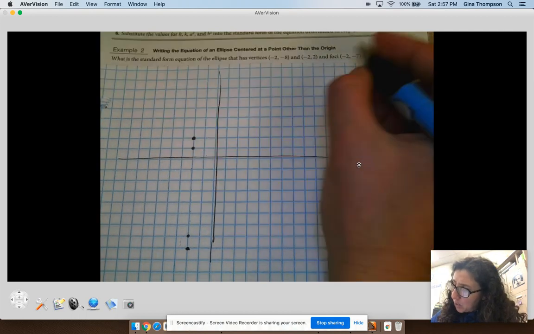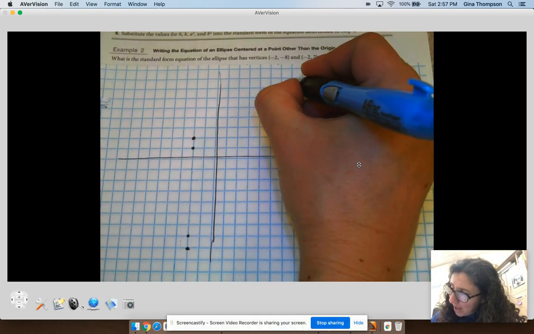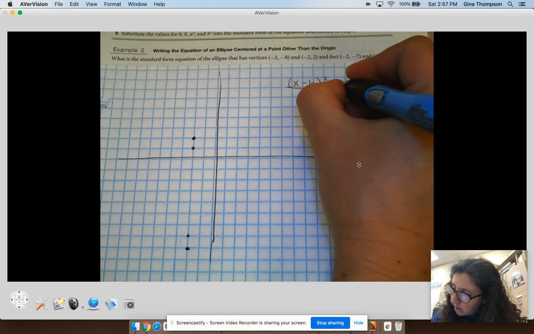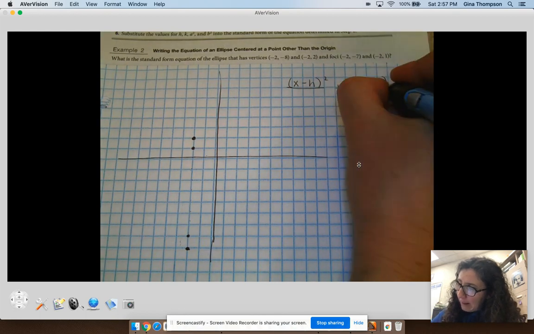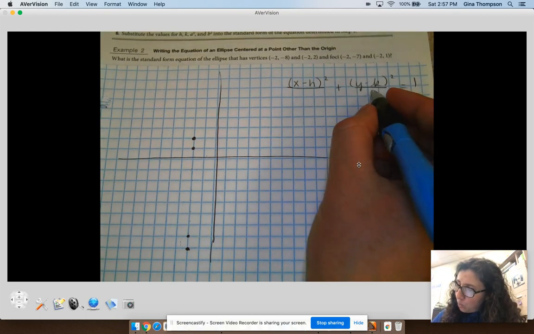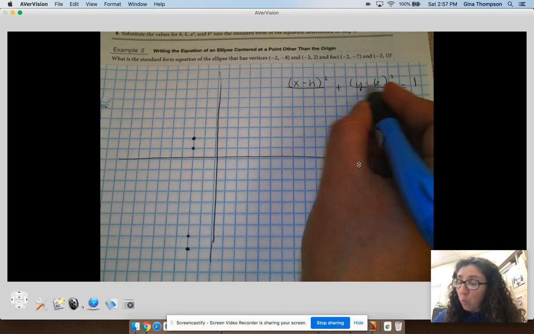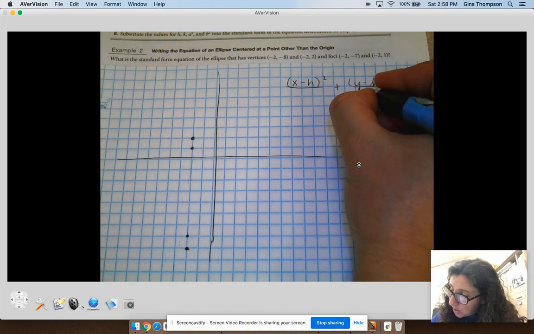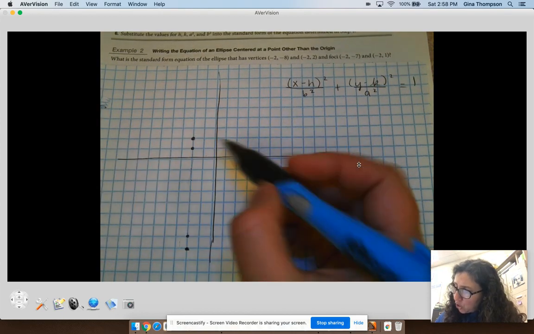So let's think about this. What's the form of our equation going to be? It's going to be x minus h squared and y minus k squared is going to equal 1. Which term is going to have the a? The bigger term is going to be under y, because we know that our y-axis is our major axis. This is going to be a squared and this will be b squared.